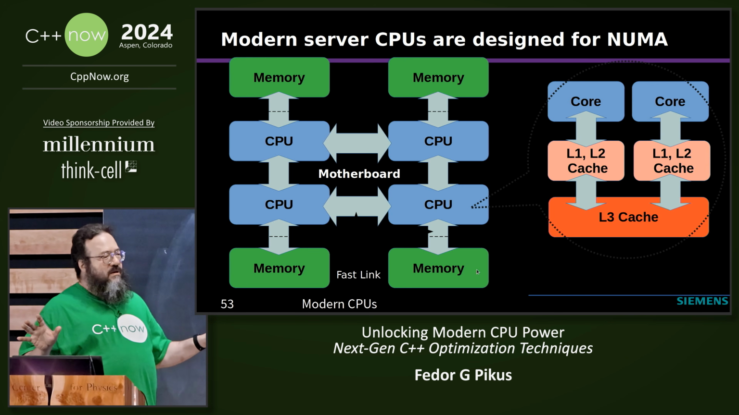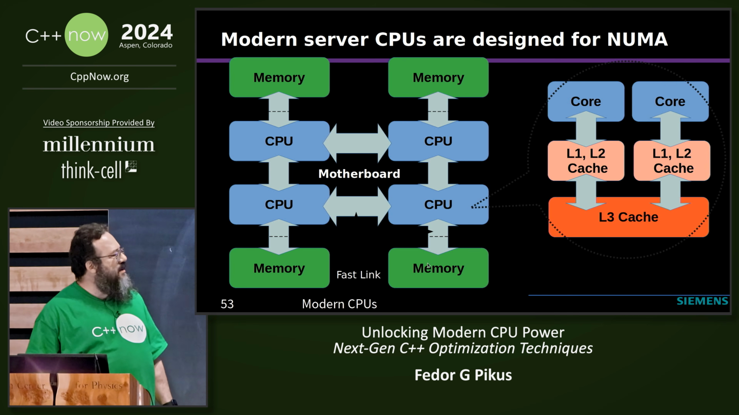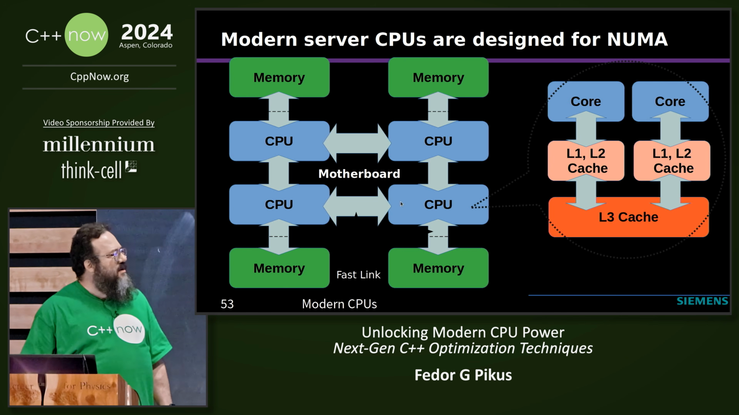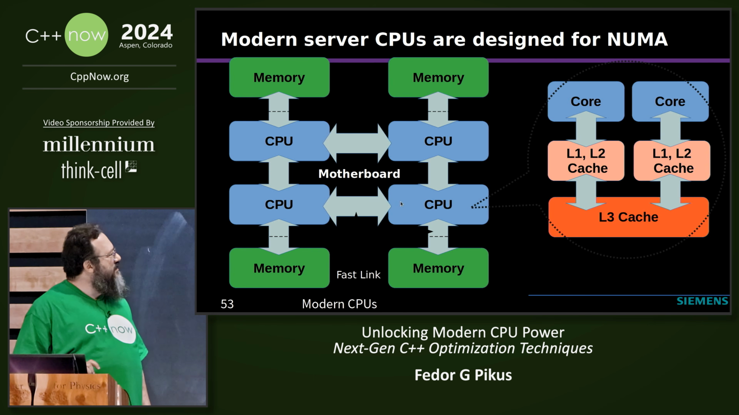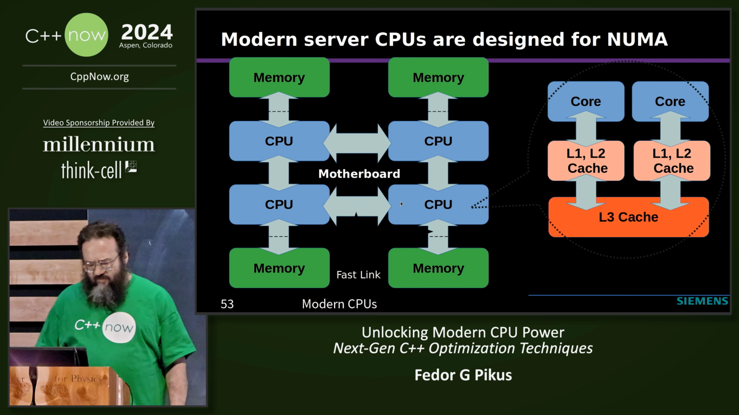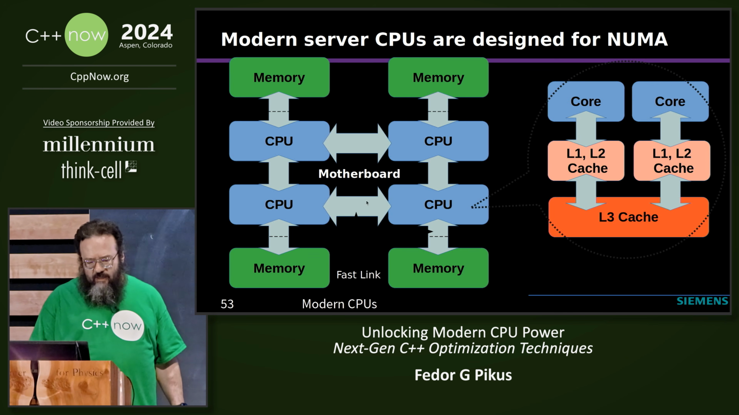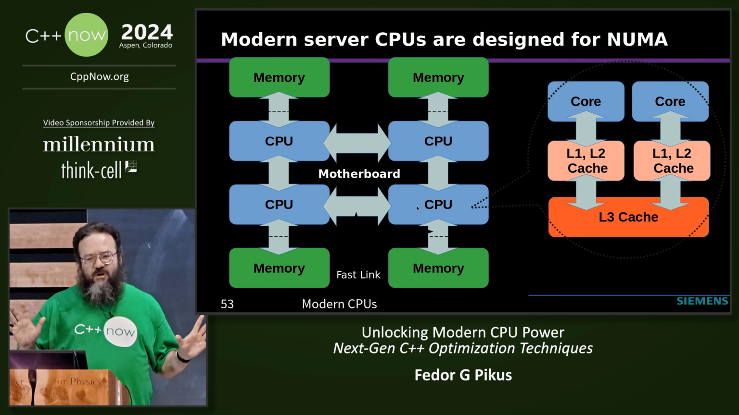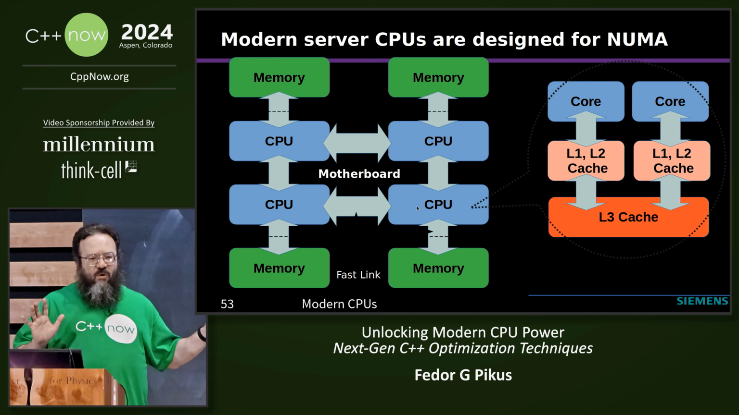Memory is divided into the NUMA nodes, and each processor has access to its own memory. Between them, they have this interconnect, which is some kind of fast link, QPI or UPI for Intel. I forgot what it's called for AMD. But basically, it's a very high bandwidth interconnect that is used both to communicate between the CPUs, but also to maintain the illusion of global shared memory. It has a global address space.